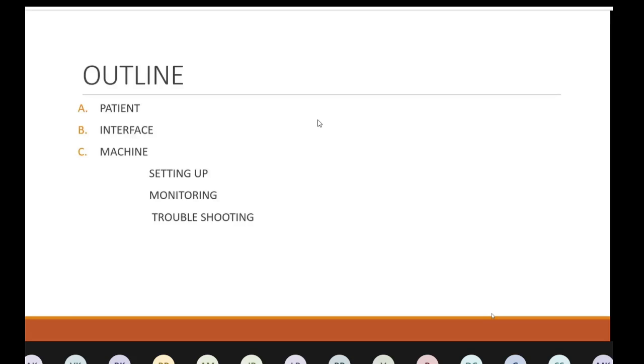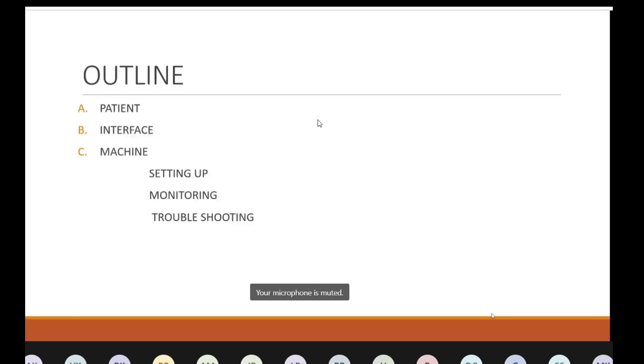Throughout the respiratory cycle, you are giving an expiratory positive airway pressure. This is the baseline. Above this baseline, when the patient breathes in, the patient generates a negative pressure. You can see that the pressure is dropping.